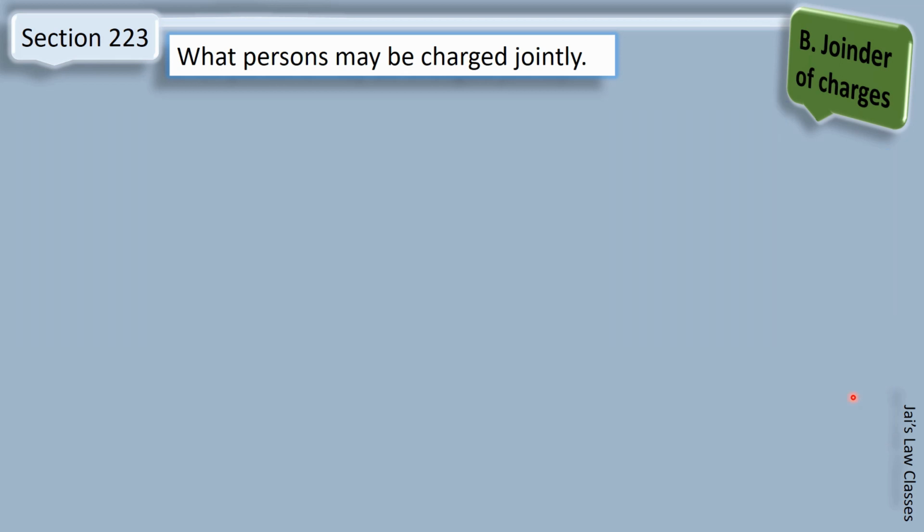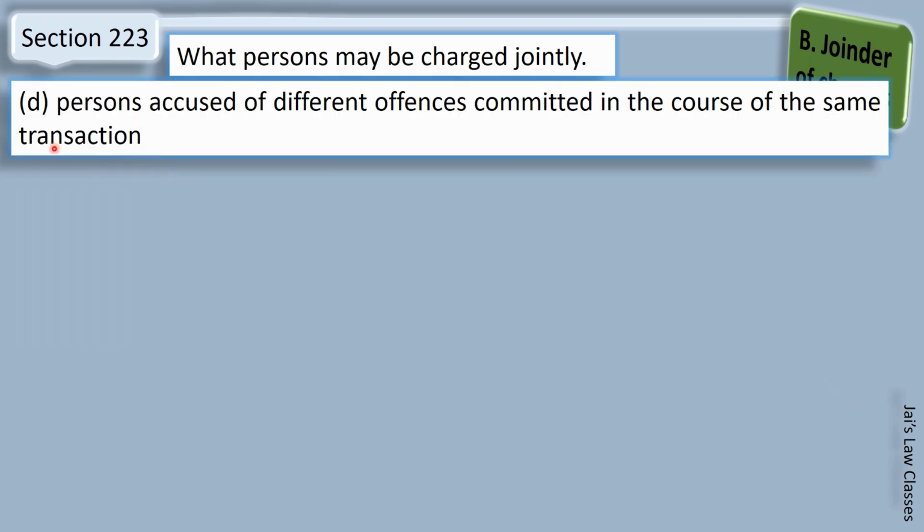Fourth, D part. It says person accused of different offenses committed in the course of the same transaction. So people might be doing different things, but it is the same transaction. They will be tried together. Now what does it mean?